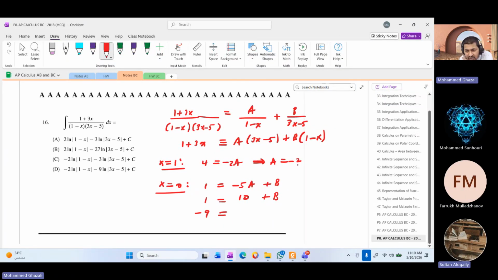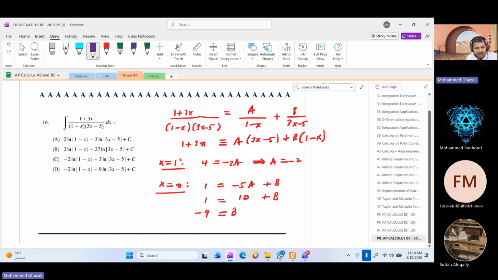One second. Let's just double check. We substituted 0, so this is 1. That's negative 5A. This is 0, so B times 1 is B. The A value is negative 2, we put it here. Negative 5 times negative 2 is 10. Take the 10 over negative 9. So the value of B is negative 9, which is correct.